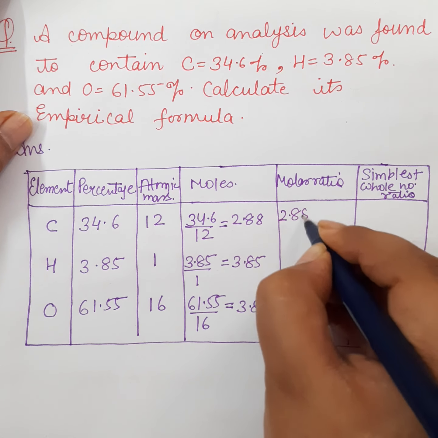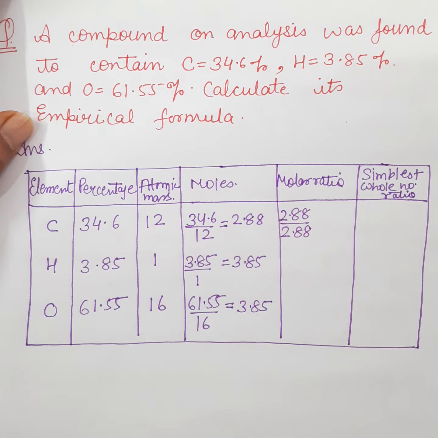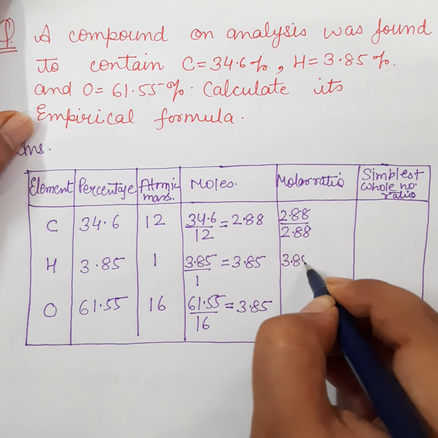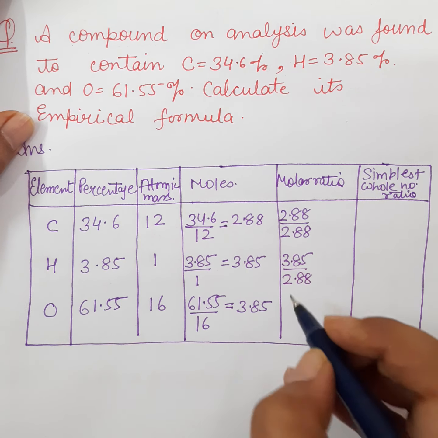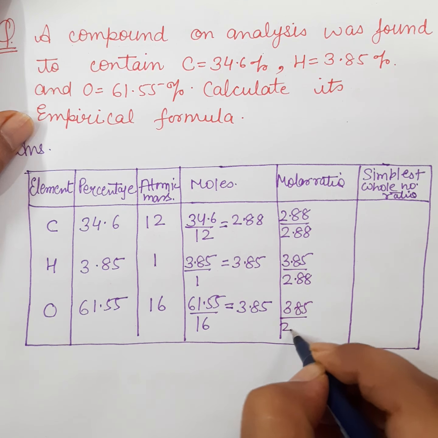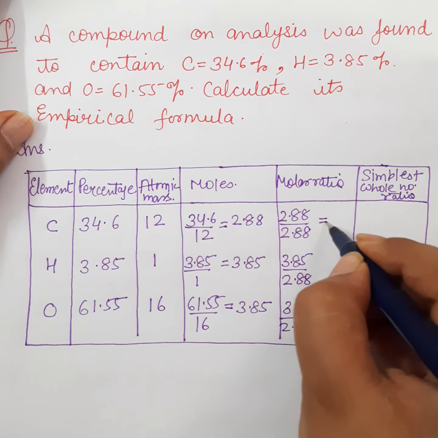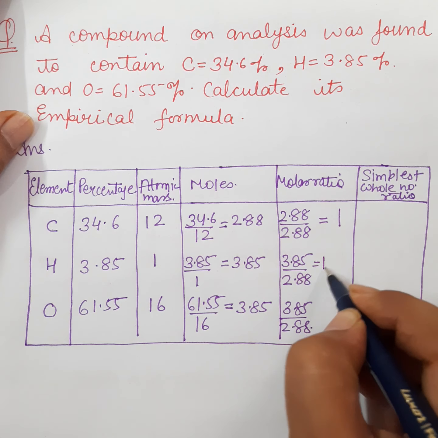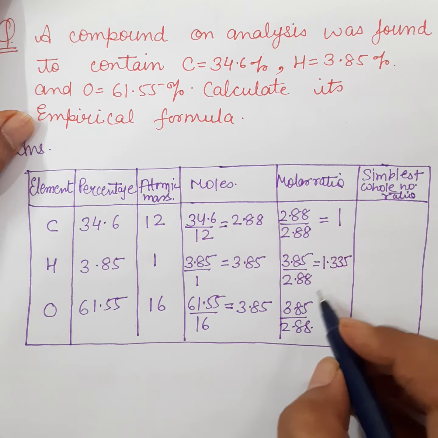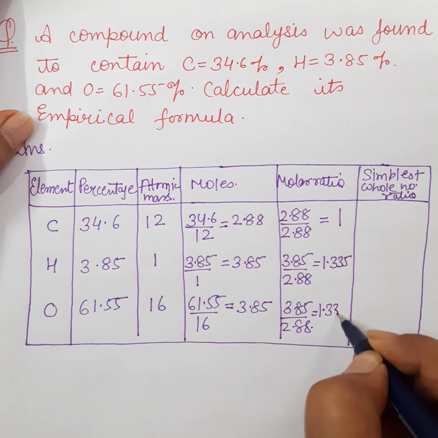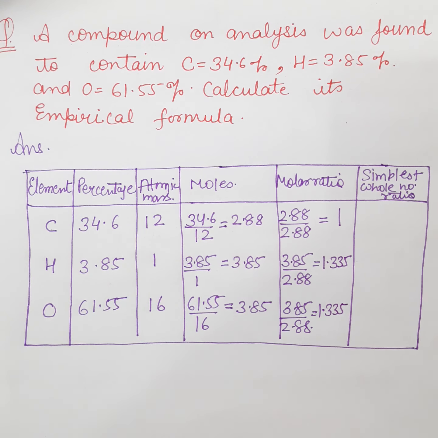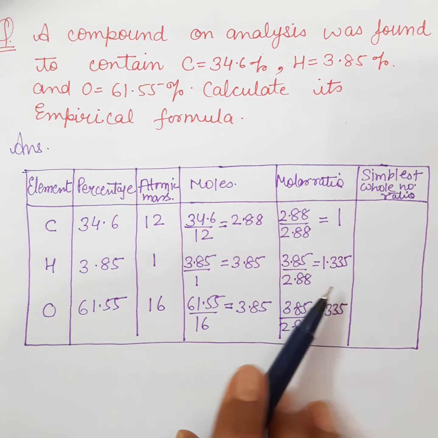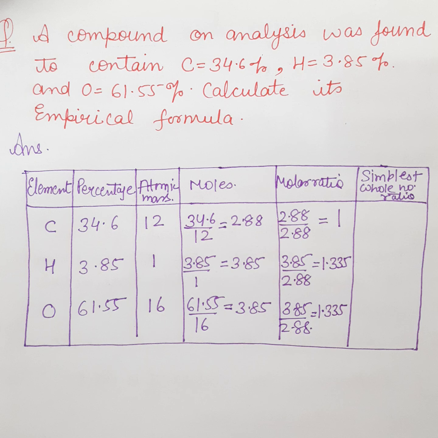That is 2.88 divided by 2.88. Okay, now 3.85 divided by 2.88, and I get the value 1.335, and this value also comes out to be 1.335. All right students, now what I have to do is convert this into the simple whole number ratio. You can convert it into the simplest whole number ratio by multiplying.